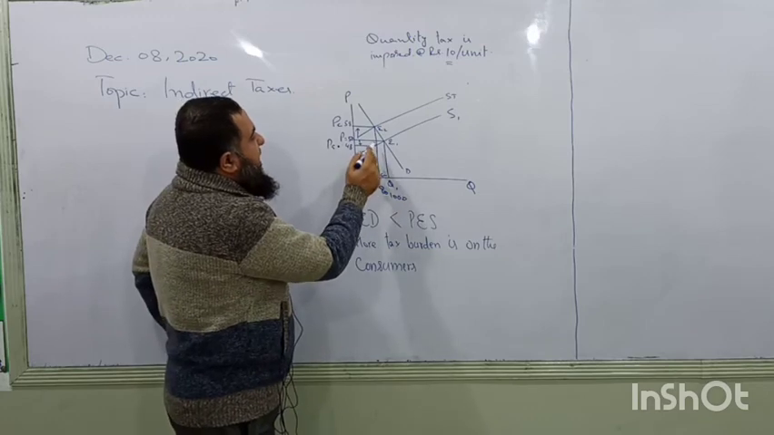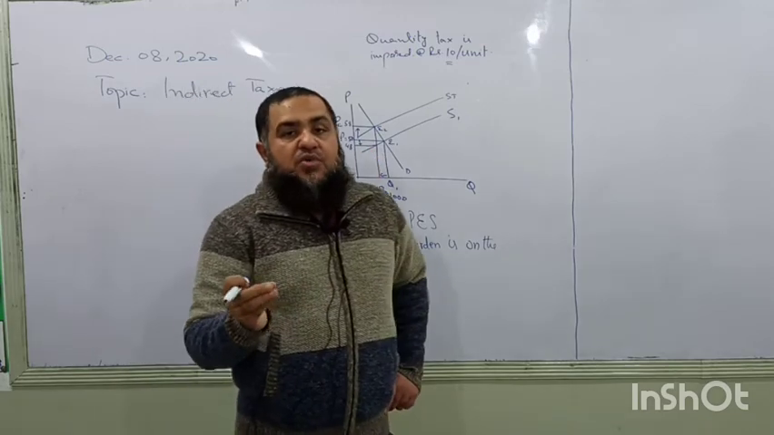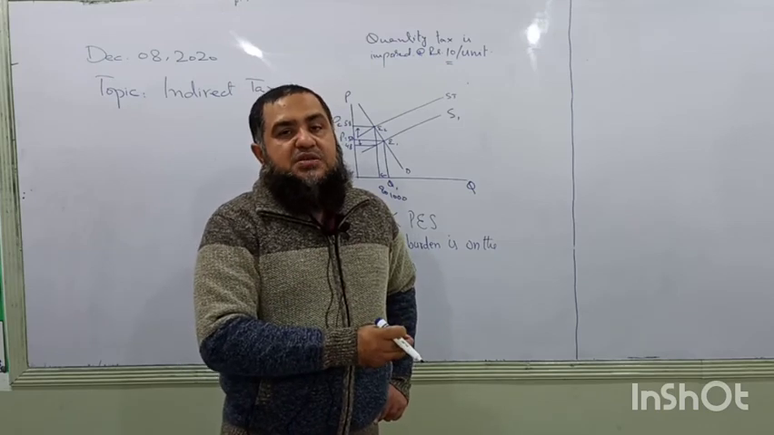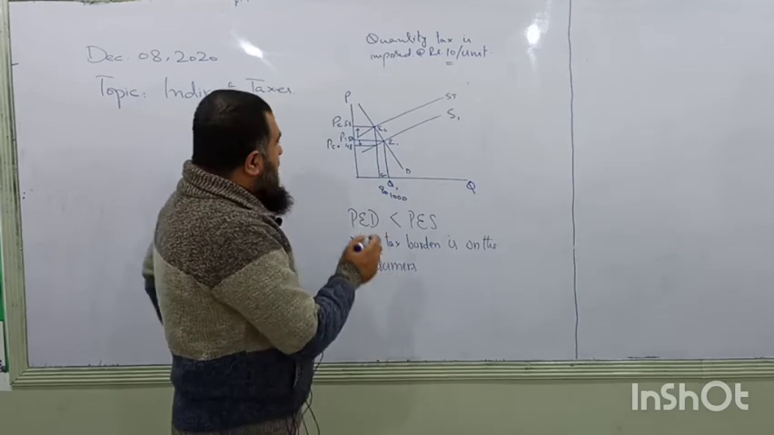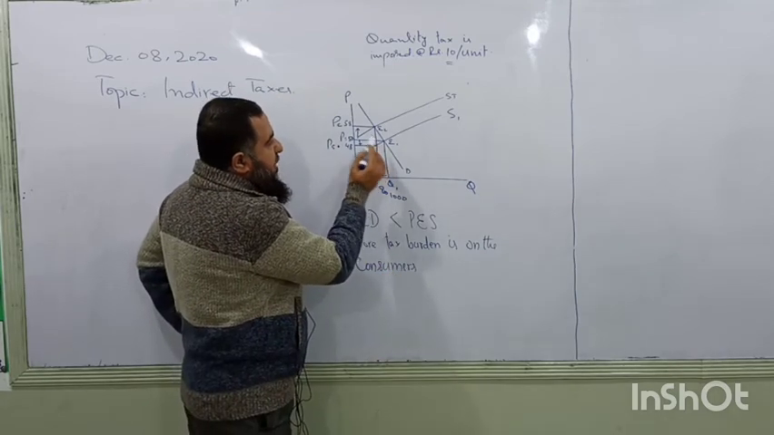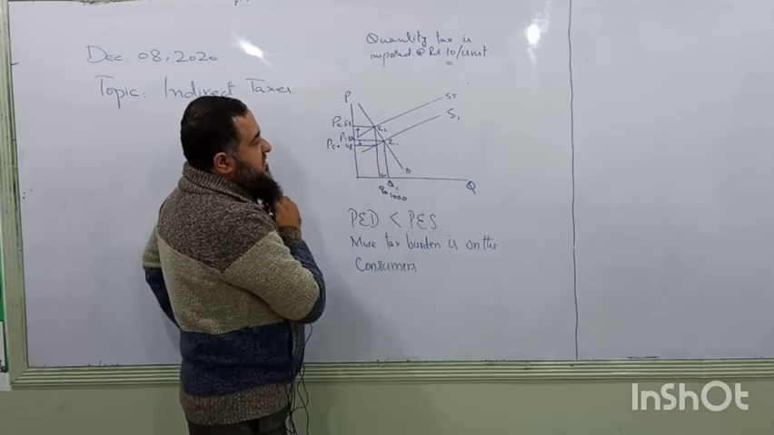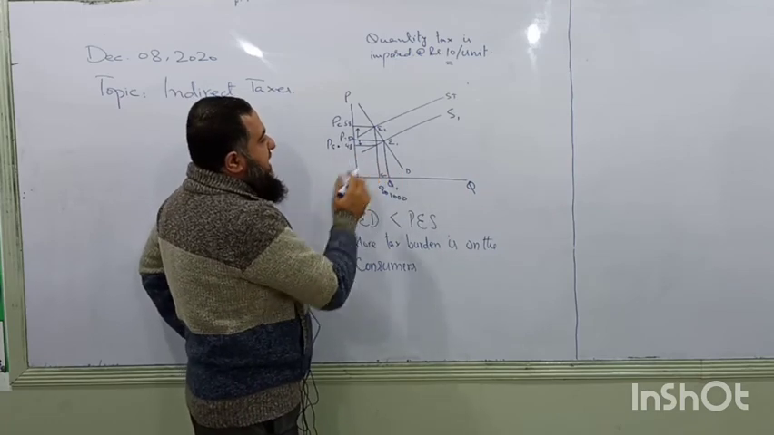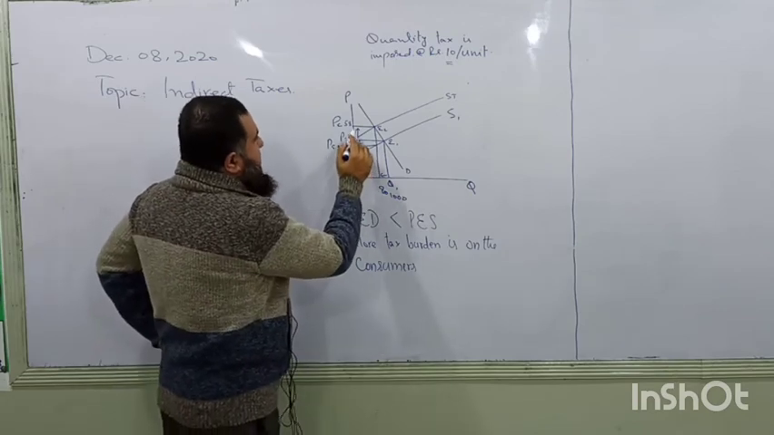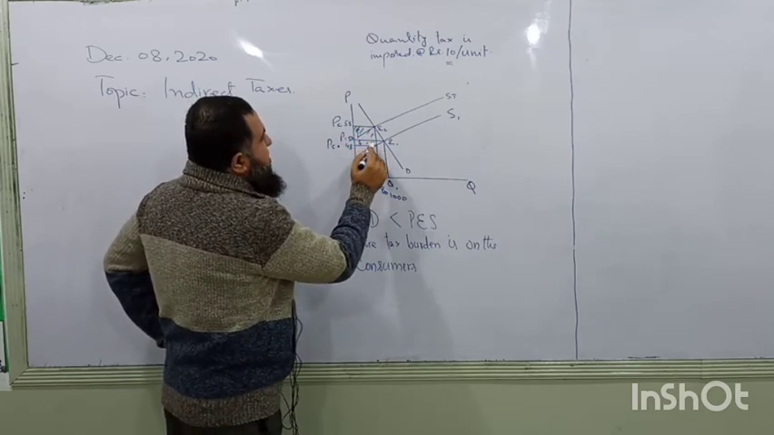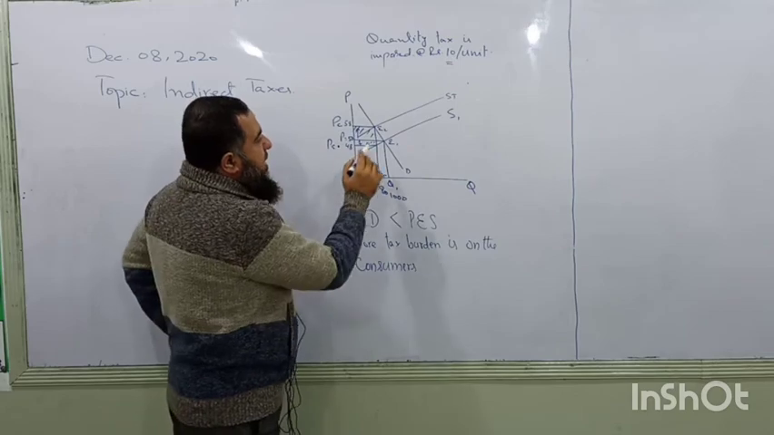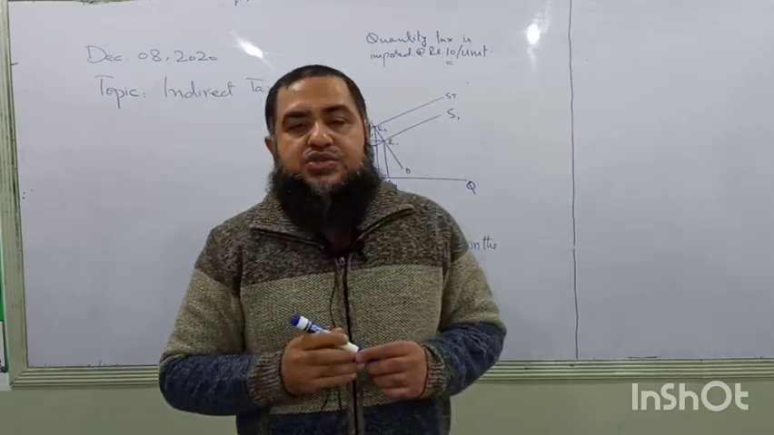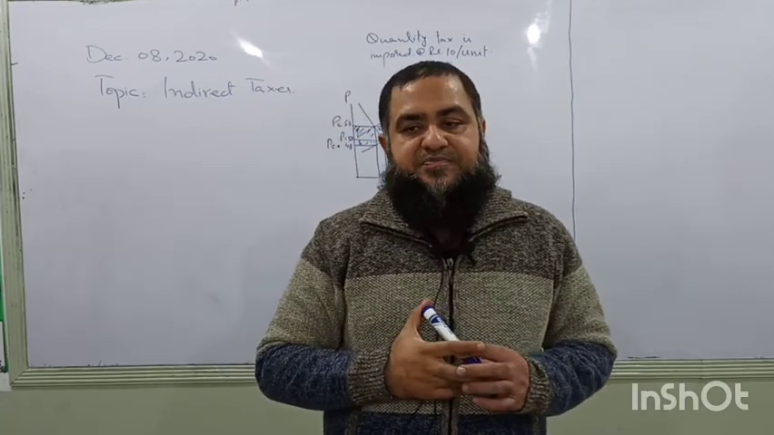So that's why he is shifting more burden of this tax onto the consumers and paying less tax from his own pocket. The lower triangle is smaller in size because supply is elastic, and the consumer is paying more tax because demand is inelastic. This shaded area is the tax revenue collected by the government, and these two triangles show the deadweight loss due to this indirect tax.